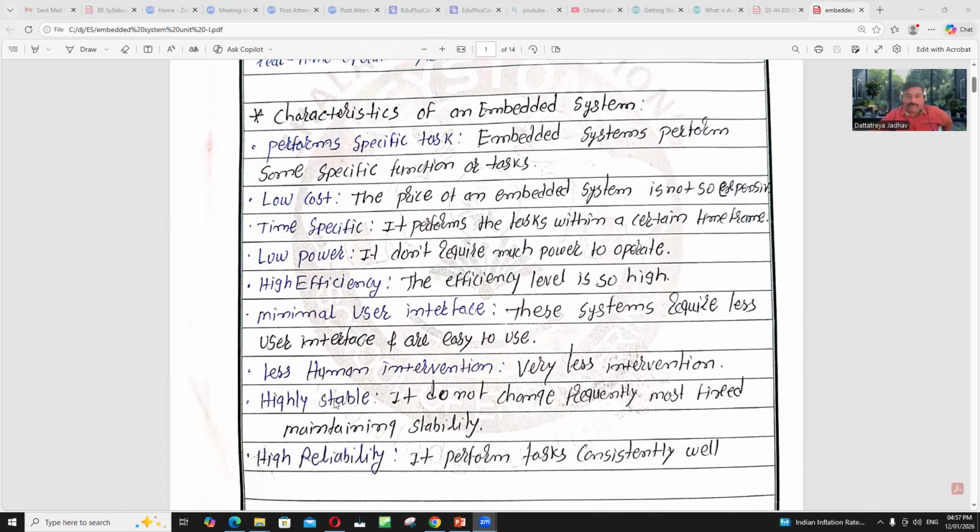Last is less human intervention. Very little intervention may be related to the automation parameter. The system has the capability to take its own decisions and execute its operations. So that becomes less human intervention or interference. So the error capability is very low, with a capability to work more.